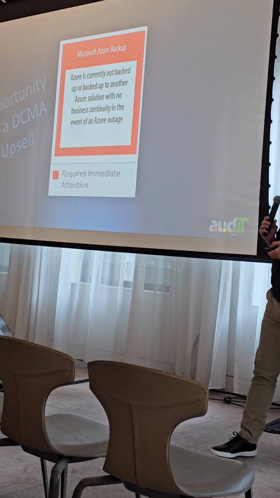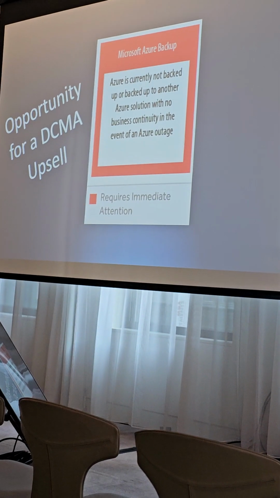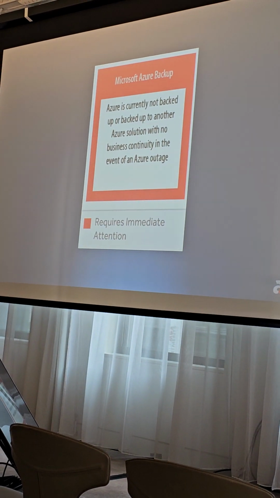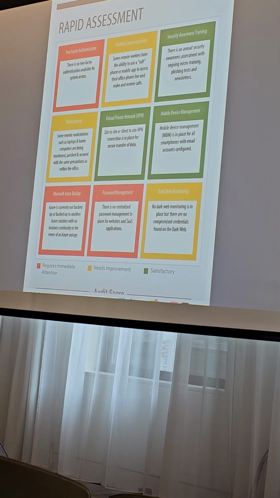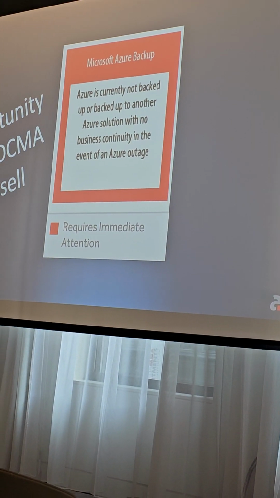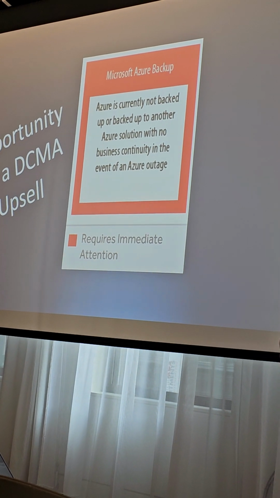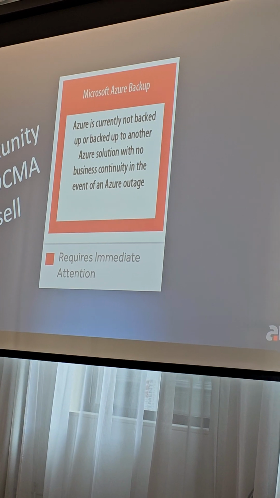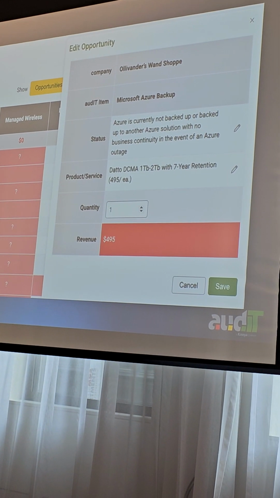So I kind of introduced a few things in terms of some of the cool products that we have at Kaseya and how to use Audit. You could go back, for example, and look at this individual category we looked at. One of the items we identified with red was the Azure backup. We could single it out and say, hey look, this is red, but this is a great opportunity to upsell the Datto DCMA. And then from there, we can identify in the sales white space what the revenue potential is.